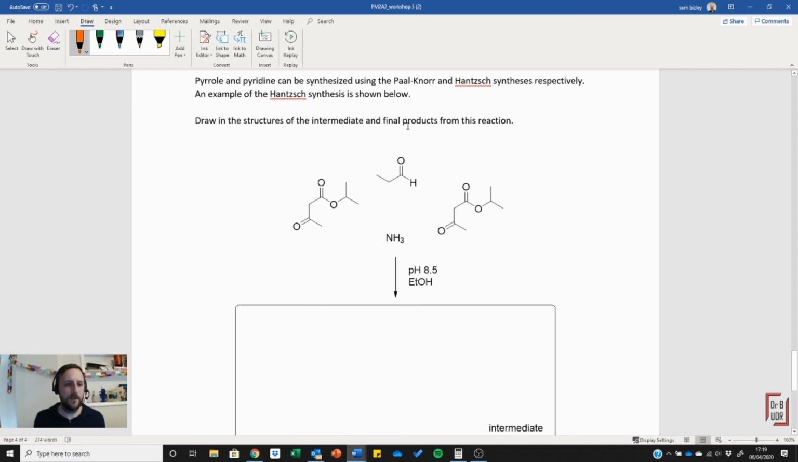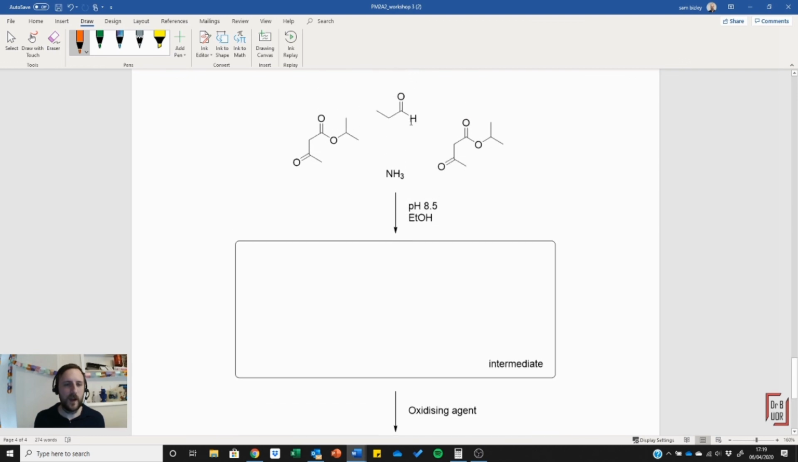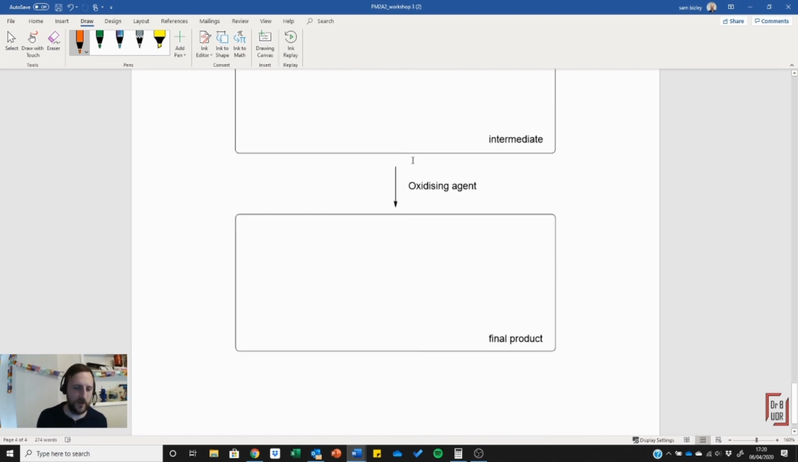So drawing the structure of the intermediates and the final products for this reaction. Okay, so we've got 2 different boxes here to show how you think that pyridine is going to be formed. So I'm actually going to start with the final product almost. You know that you're going to form a pyridine. Alright, so I'm actually just going to draw a pyridine at the end point. Now we don't know what other bits are attached at this stage, but we can draw the ring structure in at the end. Again, apologies for the quality of the drawing. That's what we have to go with today.